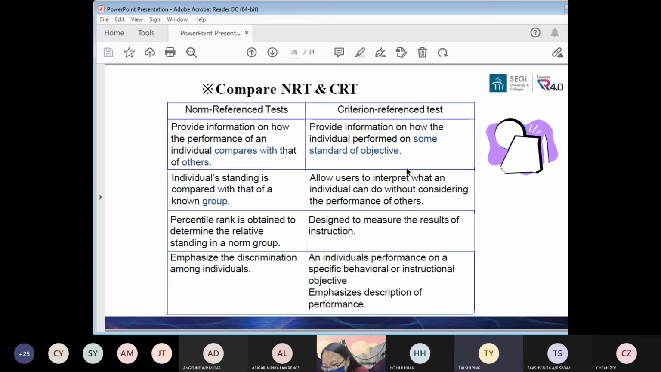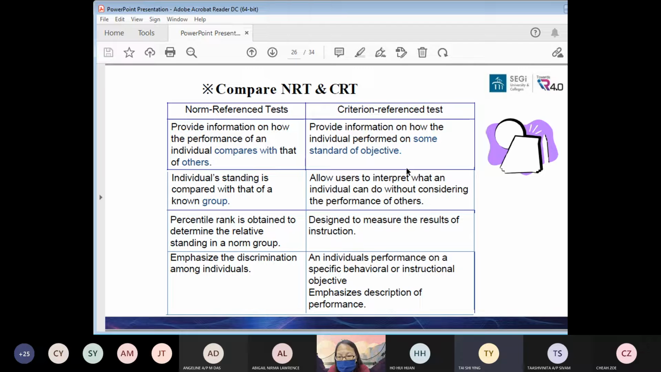Okay. Compare norm reference test and criterion reference test. Let's just compare one with the other, yeah? Norm reference tests provide information on how the performance of an individual compares with others. Got it? So you and the others are compared with the average marks.